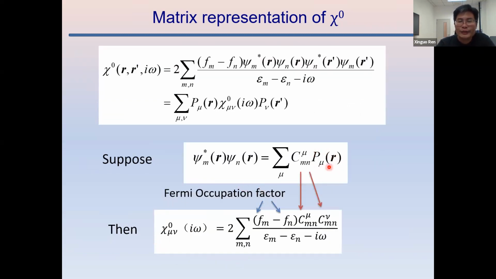Okay, and now once this P function is constructed, we need to compute the expansion coefficient. We need to expand the product of two Kohn-Sham orbitals in terms of this auxiliary basis. This expansion coefficient we call C here. So this is the key quantity. Once we have this C coefficient, we can plug it into this expression here to compute the matrix form of the non-interacting response function. Once you have this, the rest is quite straightforward.